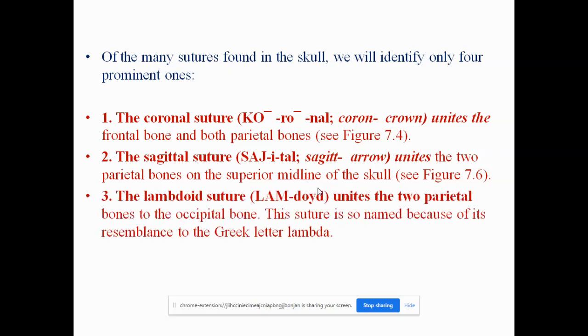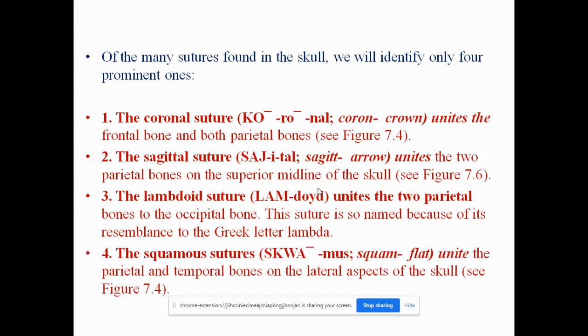The third one is the lambdoid suture. This unites the two parietal bones to the occipital bone. It is also named so because of its resemblance to the Greek letter lambda. The fourth one is the squamous suture. Squamous means flat. They unite the parietal and the temporal bones on the lateral aspects of the skull.